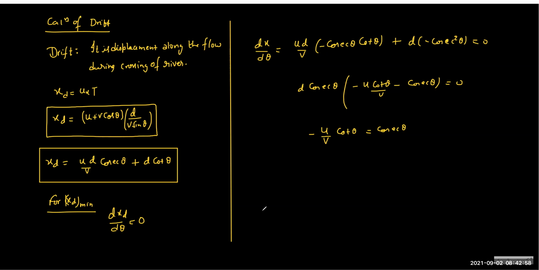Sir, I differentiated u plus v cos theta into d by... Sir, but I'm getting a similar answer to yours: minus u by v cot theta is equal to cosec theta. I know that this is wrong, but the problem is why mathematics is not giving us the answer. I can get the answer in many ways, but this should give the answer. So what is the problem with the differentiation? I'm still trying to figure it out. There is some common problem with this.